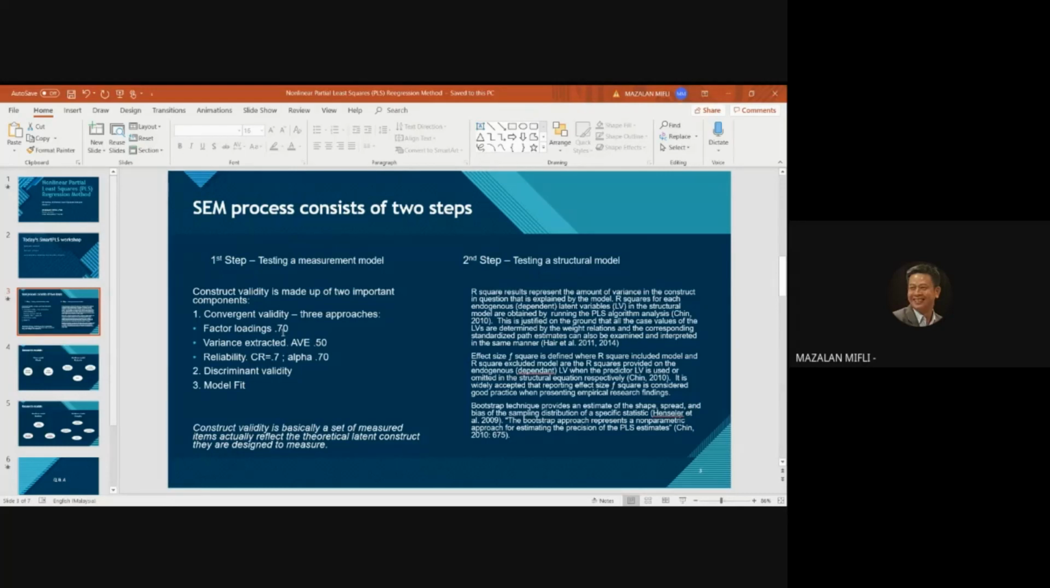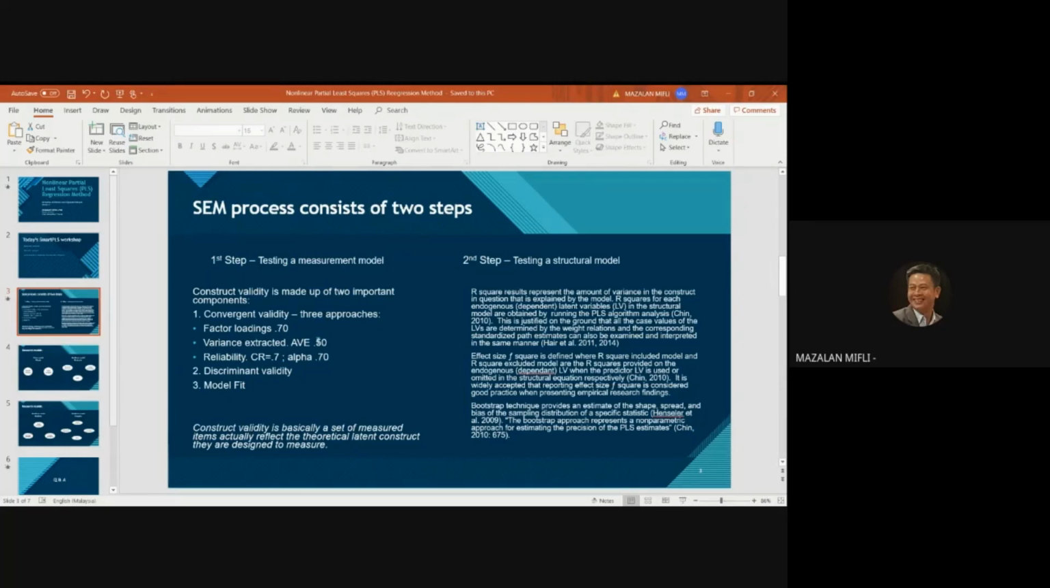Unlike the covariance methods, that is CB-SEM, if you have below 0.7 factor loadings values, you're more likely not going to get a model fit index. So PLS still allows you to retain those indicators with below 0.7 factor loadings values. It still can.